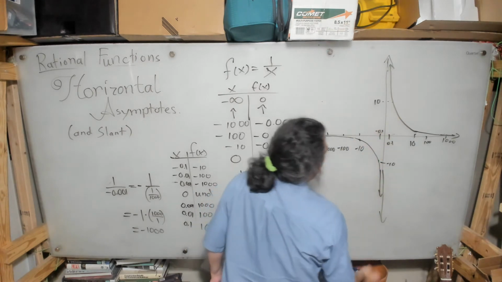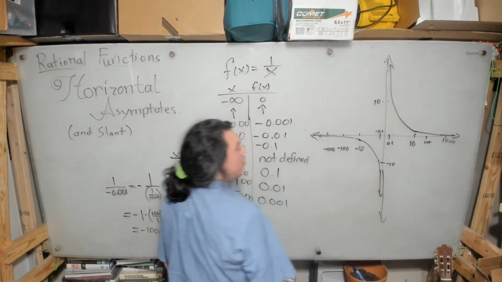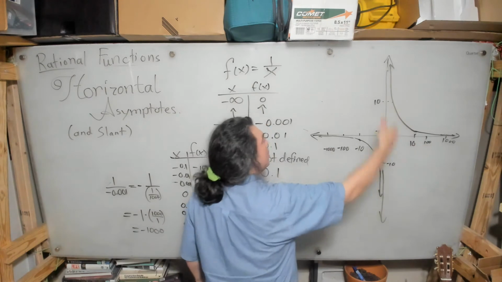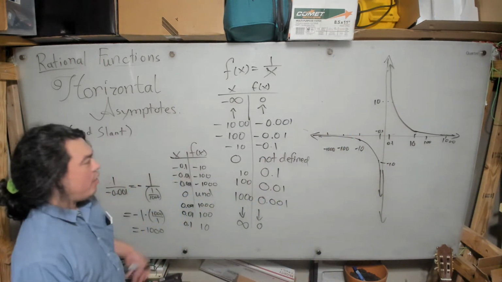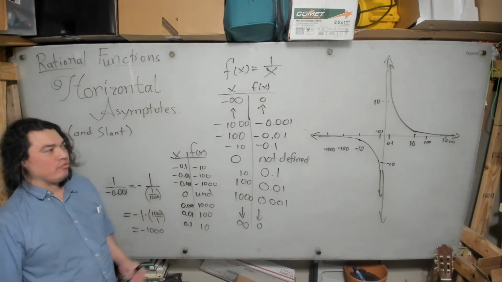Same thing with this. So you can see that's why. This is the horizontal asymptote, and that's the vertical asymptote. So now you know more closely what they are and how they come out, and you can see where this comes from.